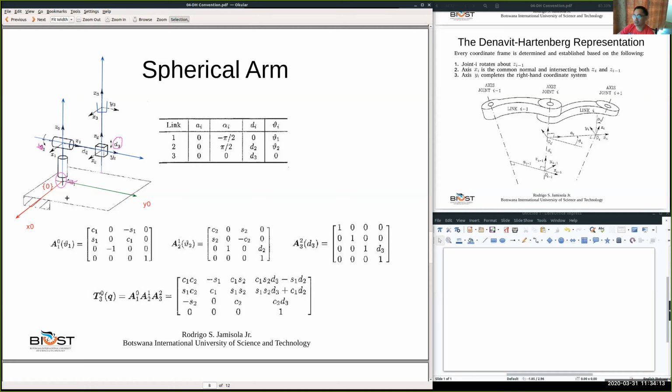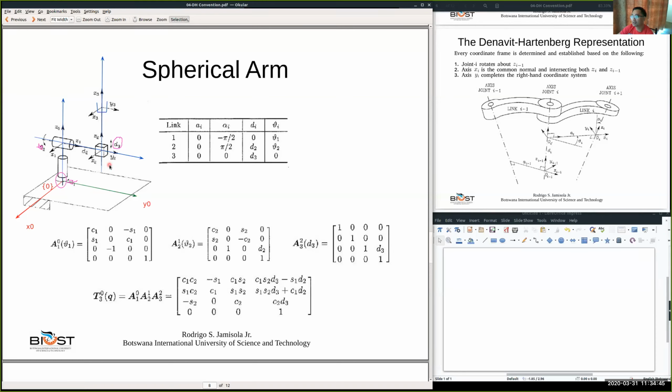So let's look at joint 1. Joint 1 rotates about Z0. So this is your theta 1 rotating about Z0. Next we look for the origin of frame 1. This is frame 0 and frame 1. To look for the origin of frame 1, we need to identify where Z1 is. We know already that Z1 is here.